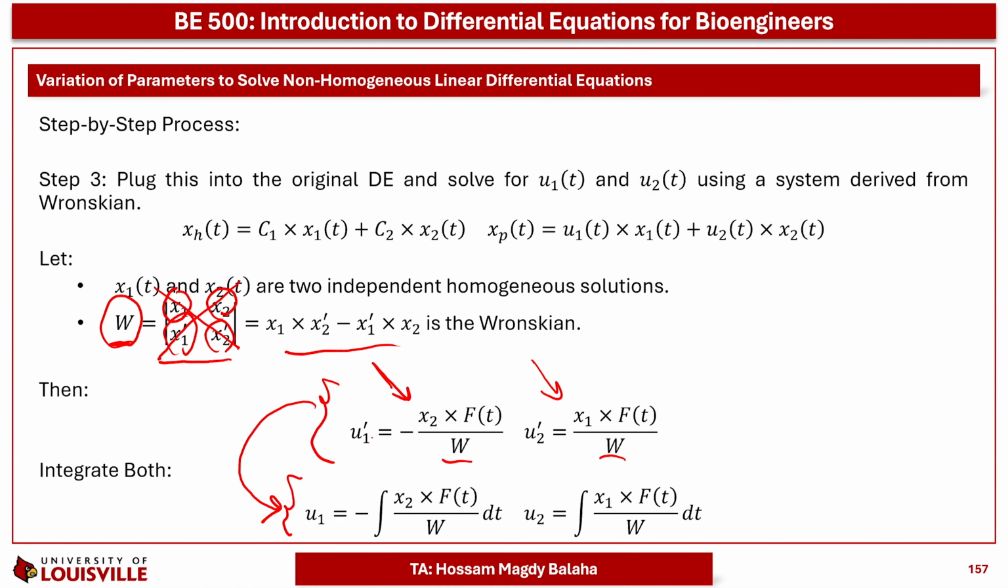Put it in the denominator, and simply to avoid any conflict, if you are solving for the first solution, then here put the second solution. And if you are solving for the second solution, put here the first solution. And multiply both of them here and here by the right-hand side, which is f of t. After substituting here and here, integrate both of them to find u1 and u2.